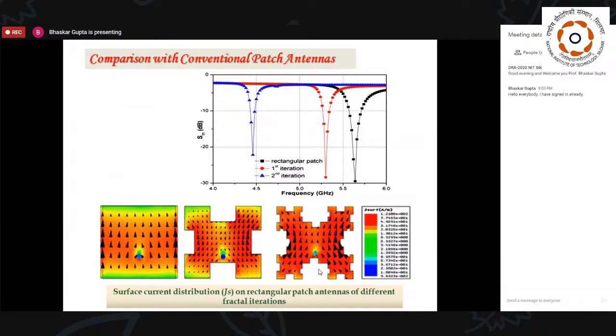First iteration, second iteration. This is the surface current distribution, electric current Js, of course. And this is the S11 plot. What happened to the conventional patch? Had there been a conventional patch, just see the one simple line straight like that, and then that is showing a dip that's corresponding to a resonance much above these resonances.